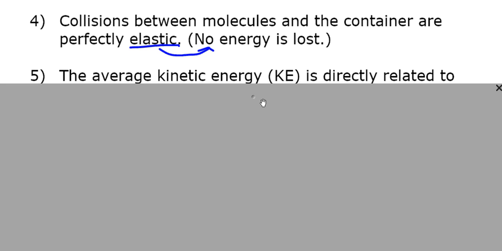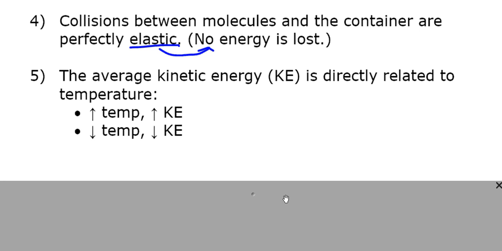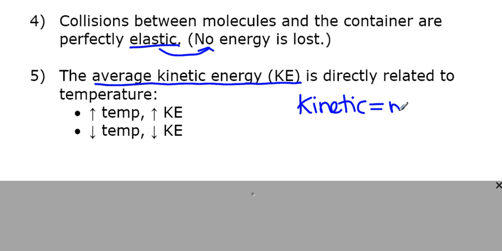And finally, last point of our kinetic molecular theory has to do with temperature. So when we talk about temperature, we say that it has a direct relationship with what we call the average kinetic energy of molecules. Kinetic means motion. So here, the kinetic energy is a type of energy associated with motion, and they're directly related to one another. So that means as one goes up, the other one goes up, and as one goes down, the other one goes down. They behave the same.